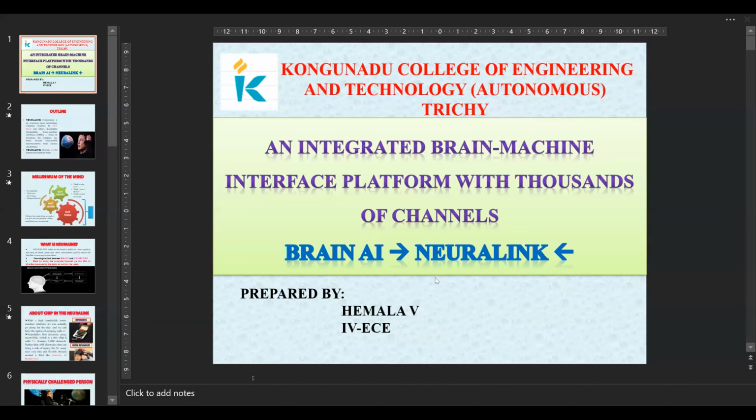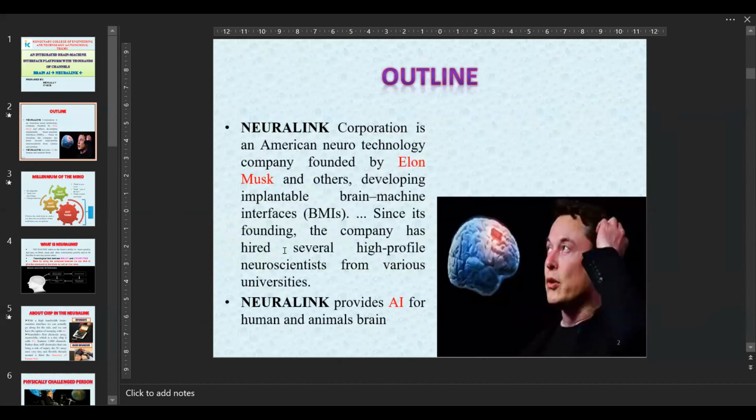A brain-machine interface platform with thousands of channels. A brain-machine interface is a device that translates neural information into commands that are capable of controlling external software or hardware such as a computer or robotic arm. And Neuralink is an American neurotechnology corporation, and this was established by Elon Musk.